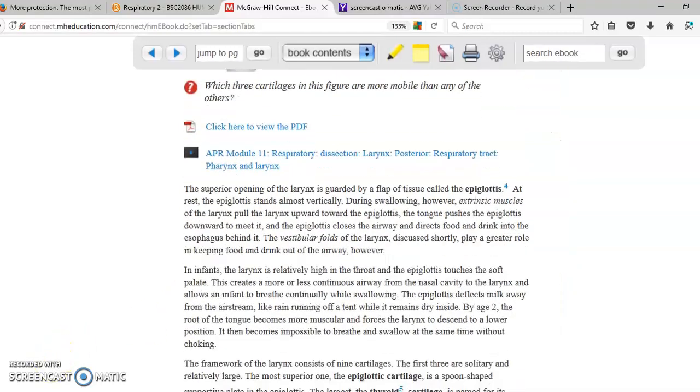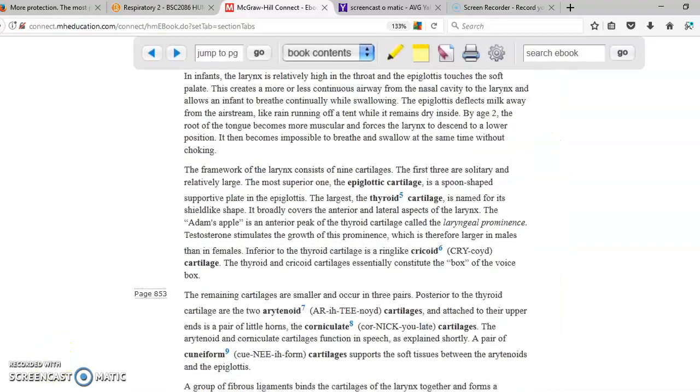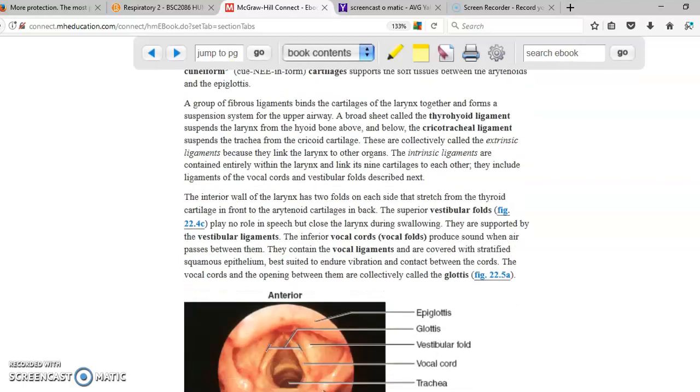So if we scroll down, I already mentioned some of the cartilages, and you can see those right here. So we said in the front we have the epiglottic cartilage, thyroid cartilage, as well as cricoid cartilage. In the back we have arytenoid cartilage, corniculate cartilage, and cuneiform cartilage. Usually these are sets of 2, the ones on the back. Okay, so let's keep scrolling down.